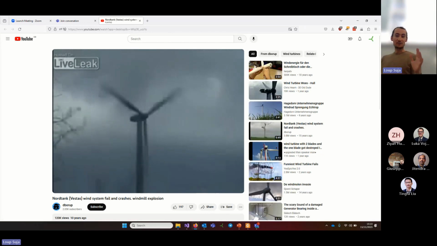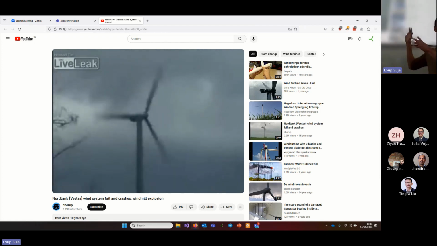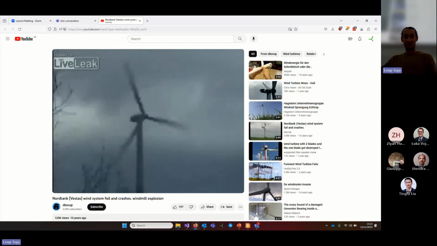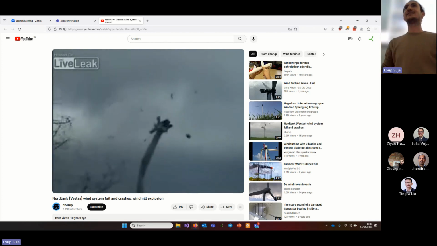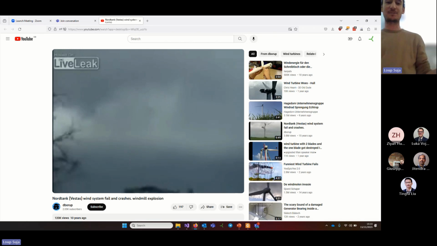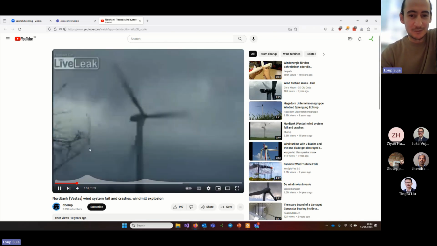No. So this is a wind turbine that's overspeeding. Things went wrong, and we're going to talk about what went wrong. It overspeeds, and then the blades hit the tower and everything collapses. Okay. I'll just show it quickly again.